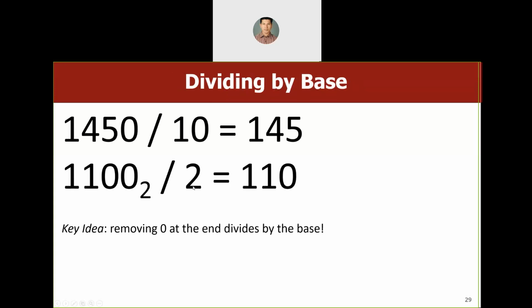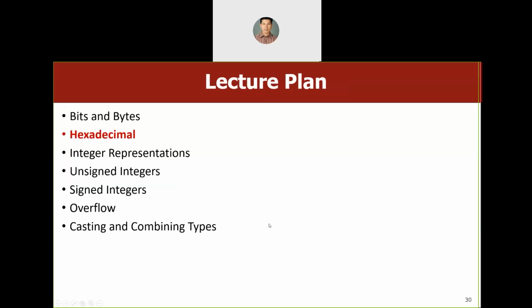Now if you divide 1450 by 10, this is decimal division, so 1450 by 10 is 145. What about 1100 base 2 divided by 2? It will become 110. You can see 110 is 6 and 1100 is 12, so 6 into 2 is 12. So the key idea: removing 0 at the end divides by the base. That was bits and bytes. We all know it, and yesterday and the day before yesterday we also discussed some basics of these things.